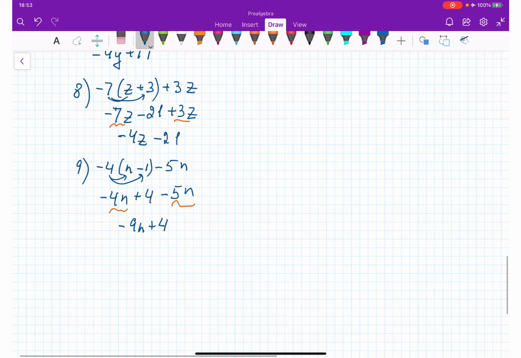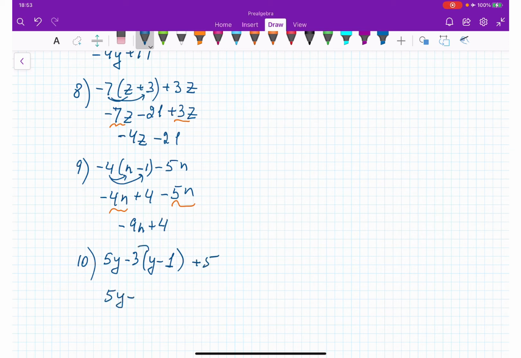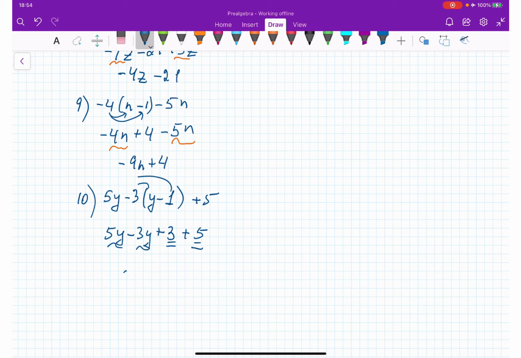Question number 10. 5y minus 3 times (y minus 1) plus 5. So we have 5y minus multiplying 3y. It's going to be plus 3 plus 5. It is equal. These two are like terms. These two are like terms. So 5y minus 3y is going to be 2y, and 3 plus 5 is 8.